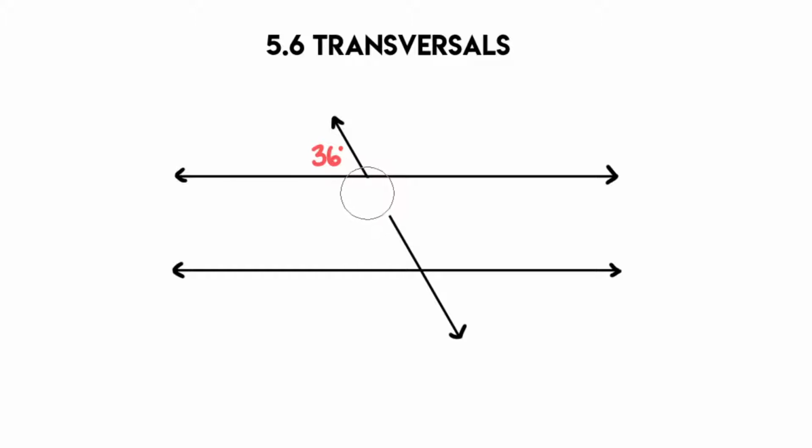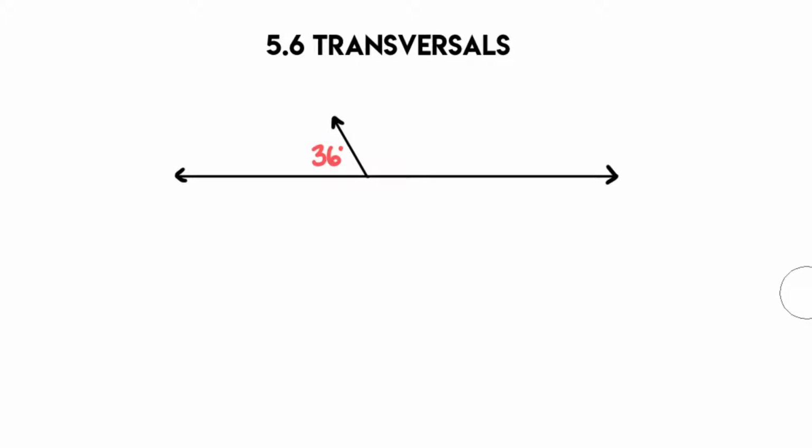Before we get to working with the transversal, we need to talk about supplementary angles. Supplementary angles are these things right here. In other words, they are a straight line that is cut into two different parts. Remember that a straight line has a measurement of 180 degrees. That is key because supplementary angles means we have two angles that make up 180 degrees.